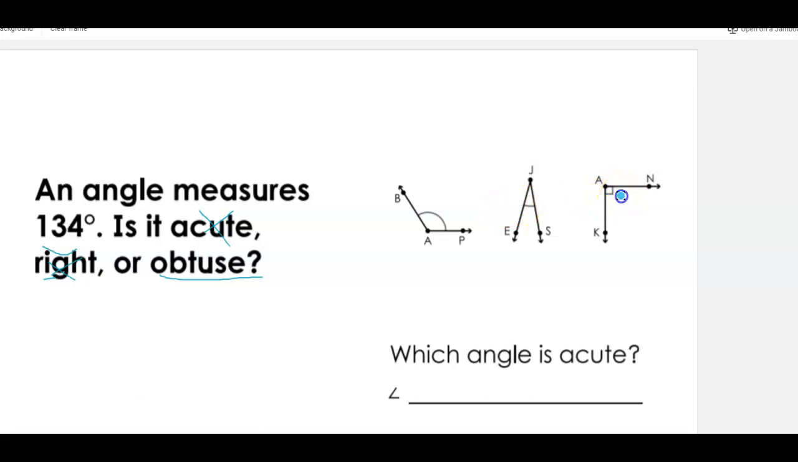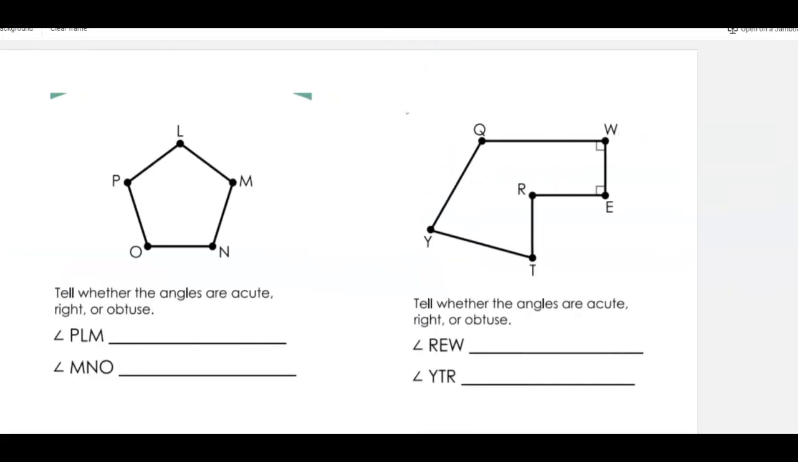All right, which angle is acute? Well, that's a right angle. Can't be that one. This one looks more than 90 degrees, right? The 90-degree mark would be here, straight up and down. So that's obtuse. This one is acute, right? Angle EJS is acute. All right, last page, guys.